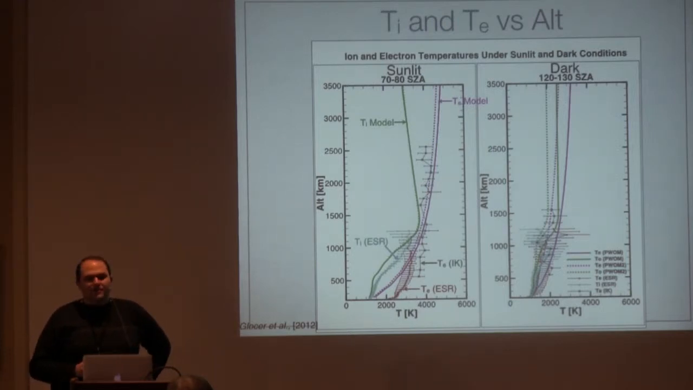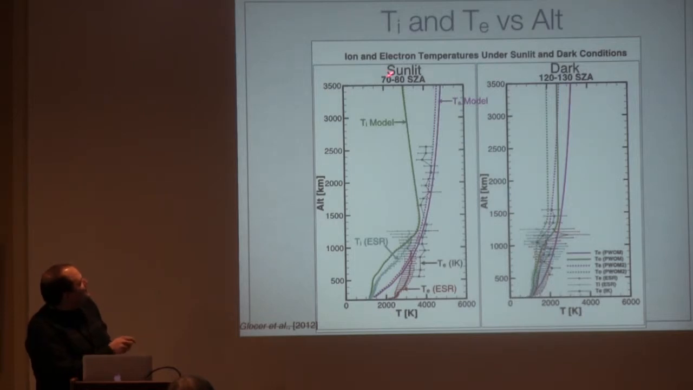So the next thing we did is a comparison with the ion temperature and electron temperature under sunlit and dark conditions. On the left is the sunlit, and on the right is the dark. This is altitude on the y-axis and temperature on the x-axis. The model ion temperature is in green, and the EISCAT Svalbard radar data for ion temperature is in blue. You can see they show pretty similar growth, and they give pretty similar peak temperatures.